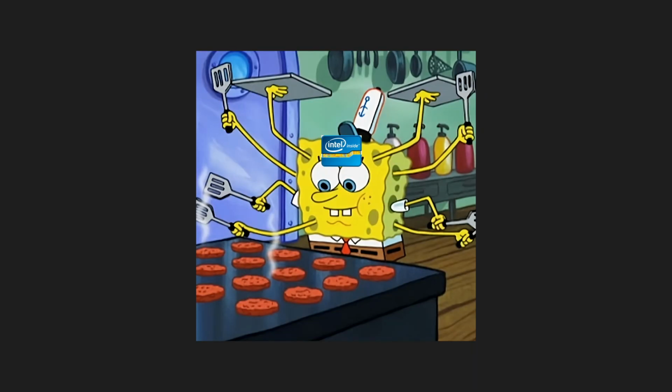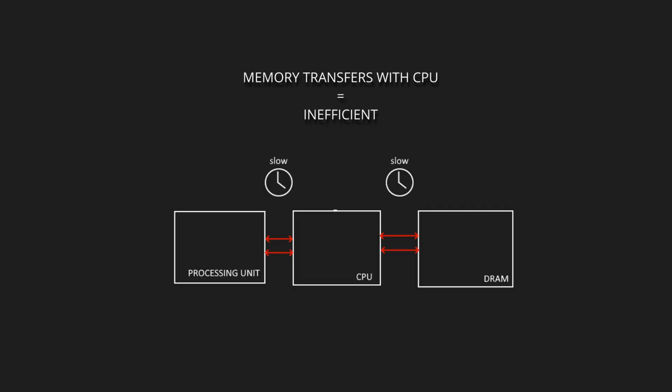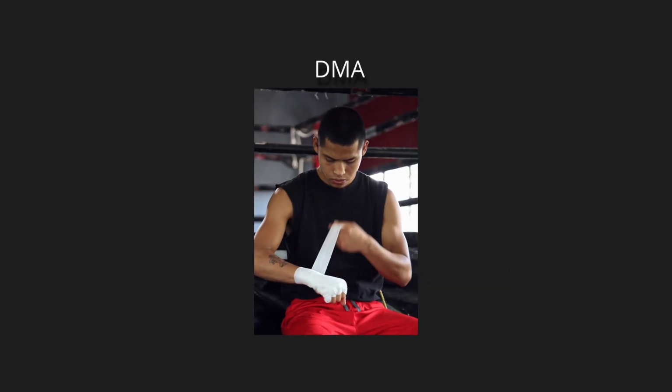With that being said, if you rely on your CPU to process a real-time stream of data, a very bad idea would be to ask it to also handle all the memory transactions within the system. That's where DMA comes into play.